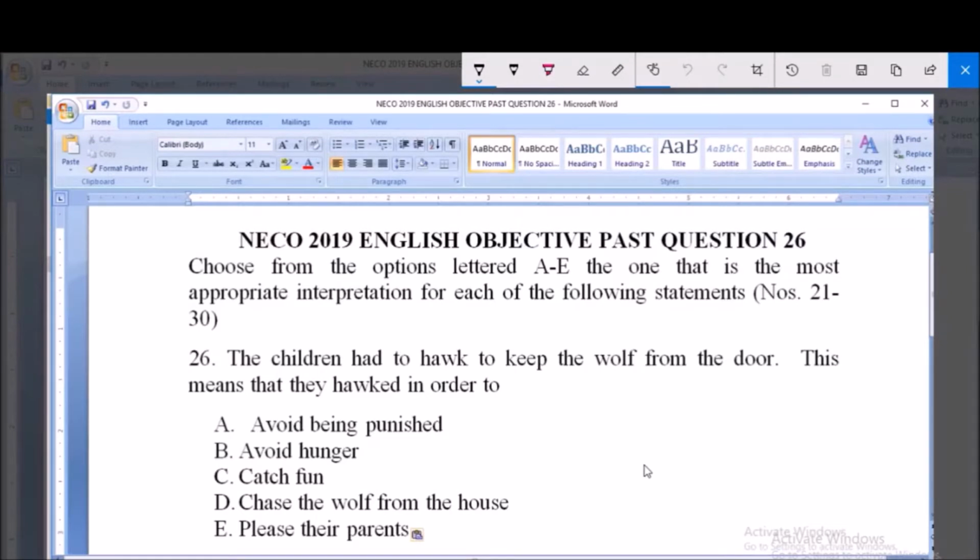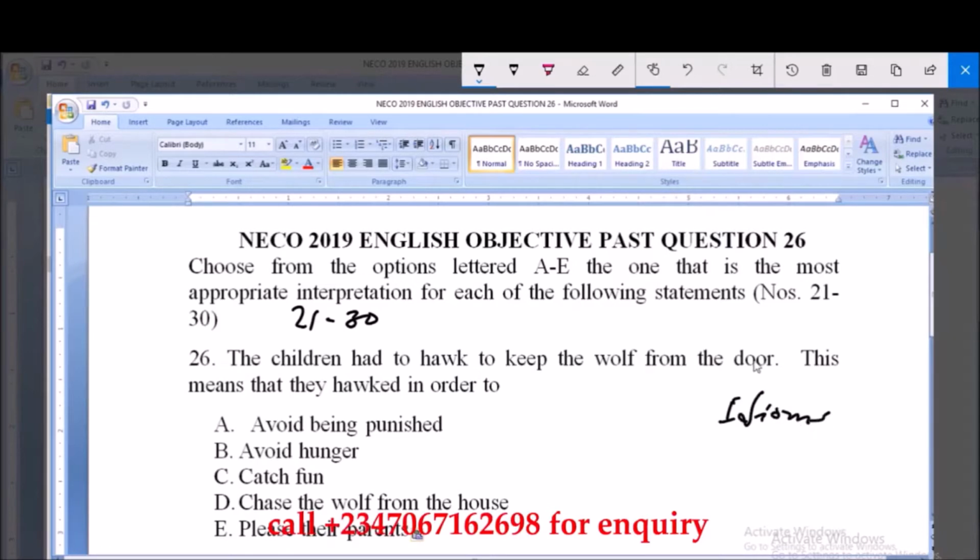Welcome. This is NECO year 2019 English objective past question, question number 26. The instruction says choose from the options lettered A to E the one that is the most appropriate interpretation for each of the following statements. So we're using this instruction to answer question number 21 to 30. This question is coming from a topic called idiom, and this sentence says the children had to walk to keep the wolf from the door.